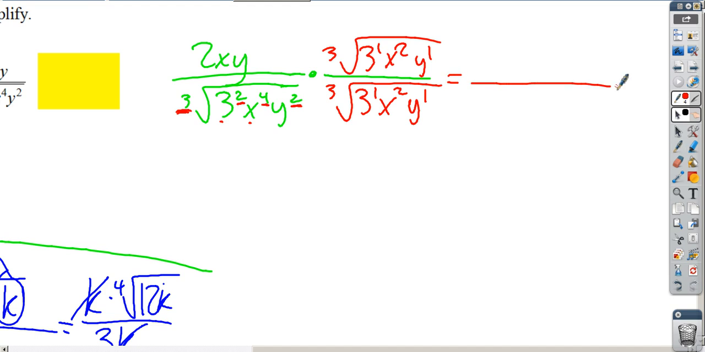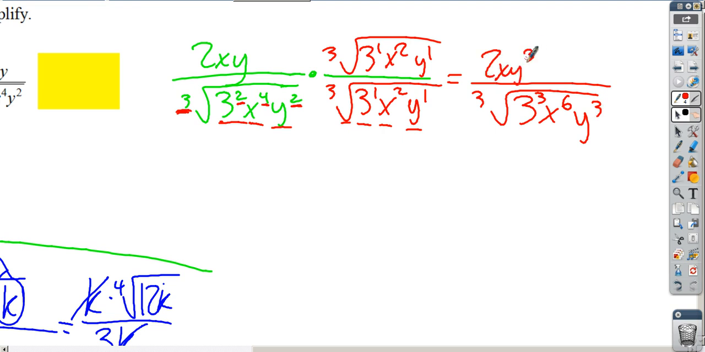Alright, so now let's simplify this. We're going to have the cube root of 3 to the second times 3 to the first is 3 to the third. x to the fourth times x to the second is x to the sixth. y to the second times y to the first is y to the third. What does the top become? Well, actually, we can't do anything more in the top, because the top didn't have anything under a root, so we're just going to have 3x squared y. That thing is just going to join to the 2xy.